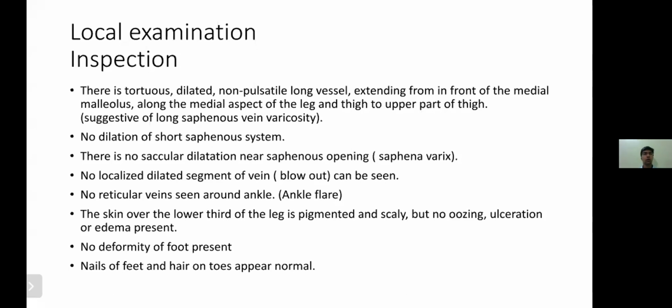So you always write deformity of foot. And nails of feet and hairs on toes appear normal is used for what? Why is that mentioned? In which condition are nails and hair on toes affected? So there is a very good presentation per se. You mentioned almost everything, but the importance of nails and hair. Come on. PVD. Yeah. So in PVD, atrophic changes and end stage ischemic changes, the nails and hair on toes go away.